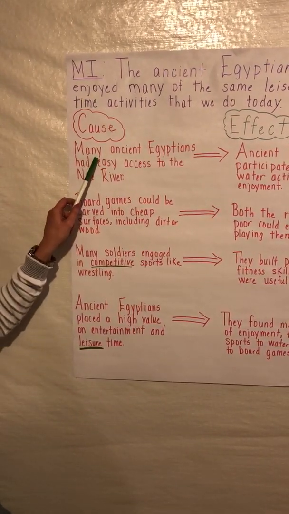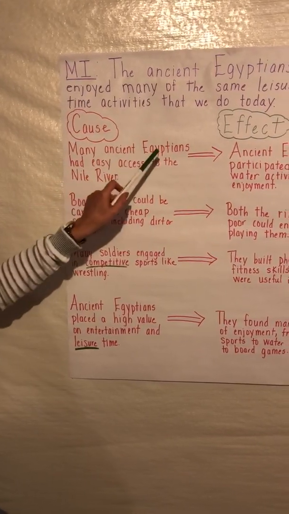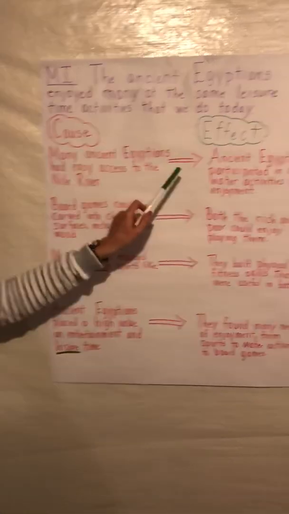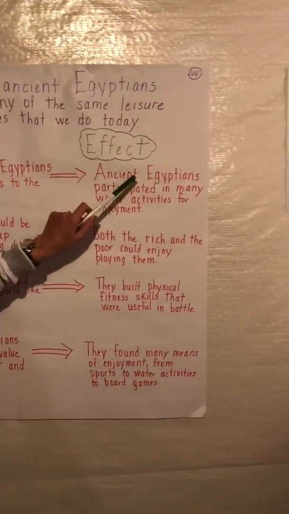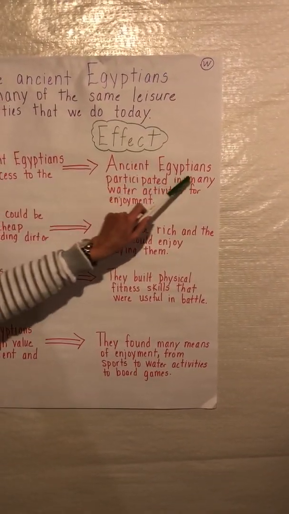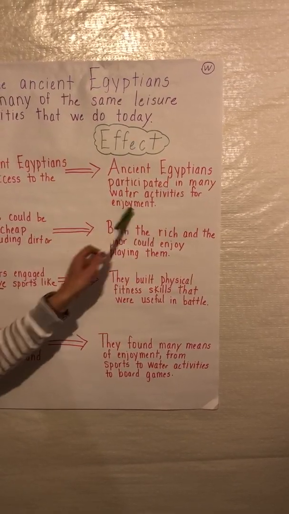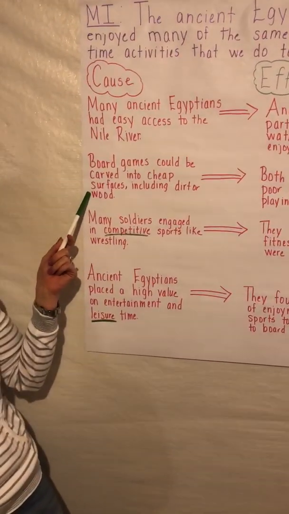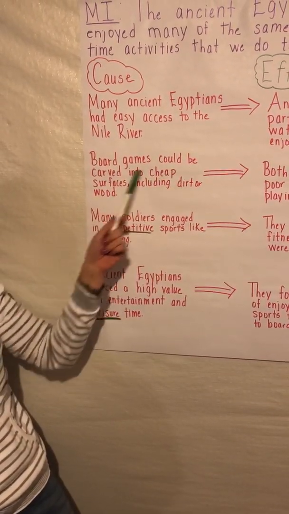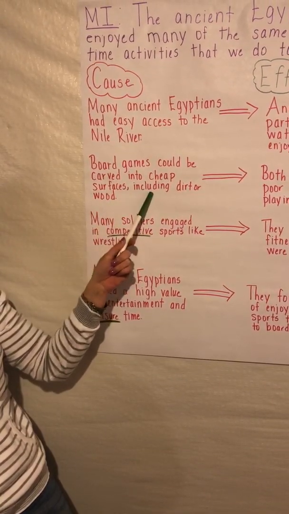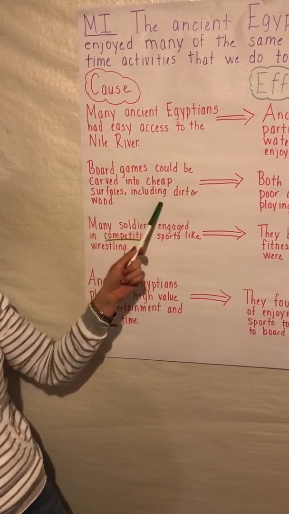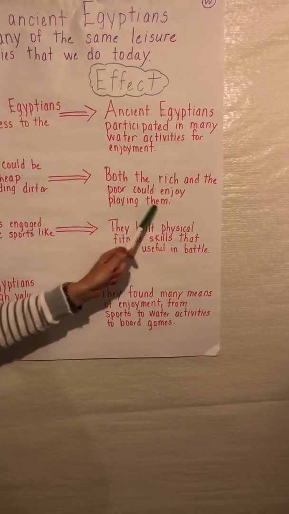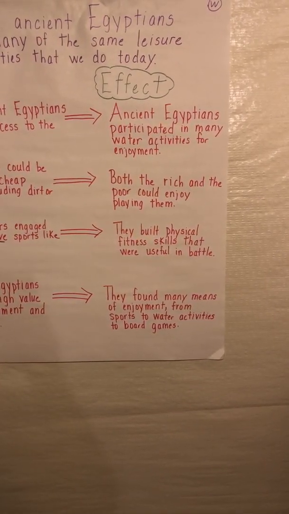So for today, I have chosen this cause. Many ancient Egyptians had easy access to the Nile River. As an effect, or as a result, ancient Egyptians participated in many water activities for enjoyment. So that was what happened. The next cause that I've pulled out of our article is why board games could be carved into cheap surfaces, including dirt or wood. So as a result, both the rich and the poor could enjoy playing them. They all had access to it no matter what.